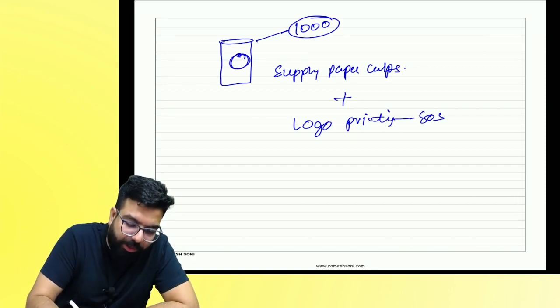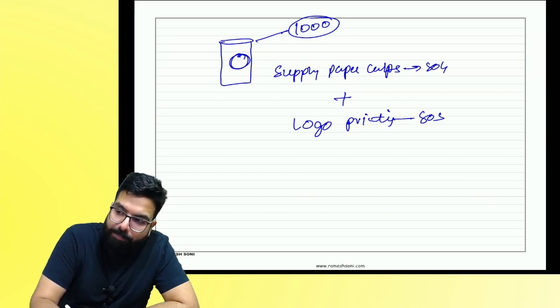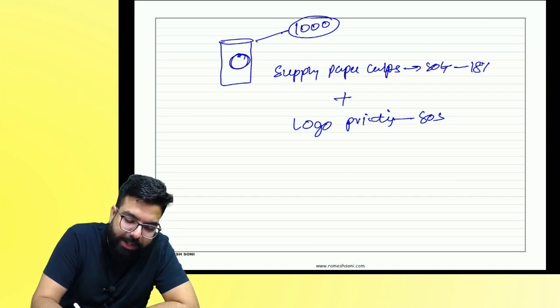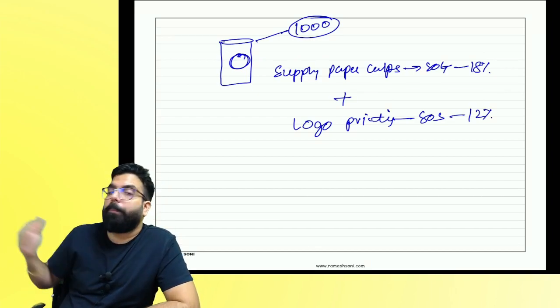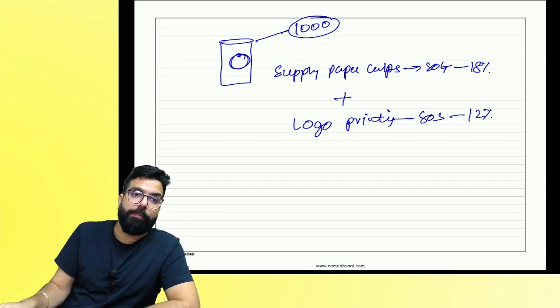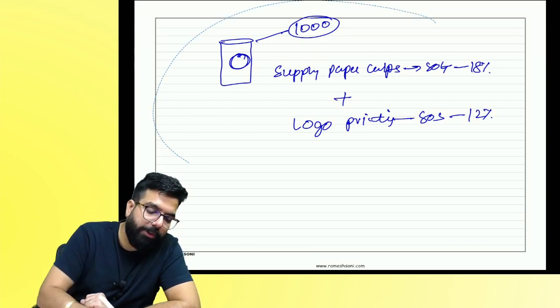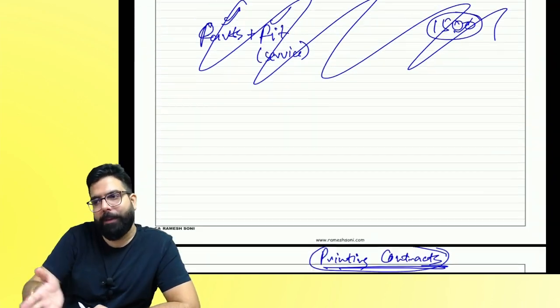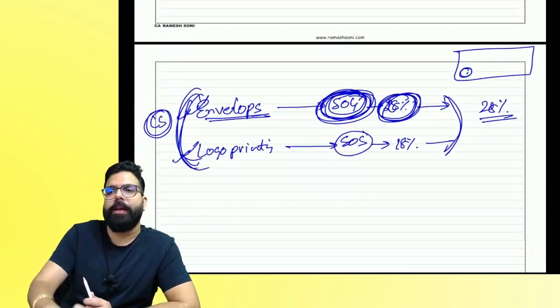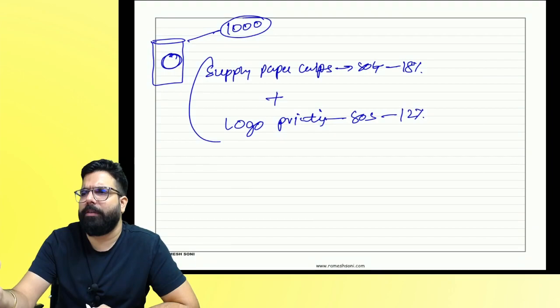Printing the logo is a supply of service. Paper cup is a supply of goods. Here the rate of GST is 18, here the rate of GST is 12. Can you tell me what she is principally giving? She is giving me both. But my question is, is it a composite supply? Yes. Supplying a paper cup with a logo printed on it is a natural bundle.